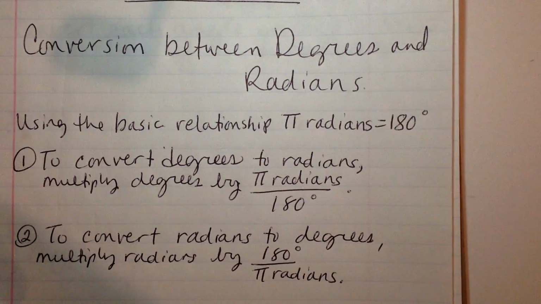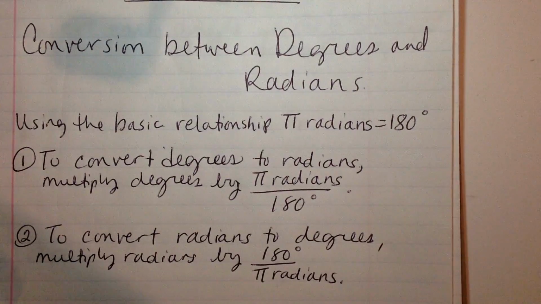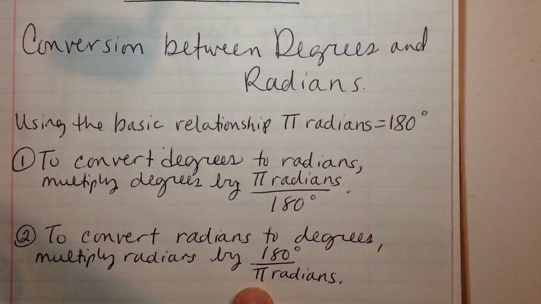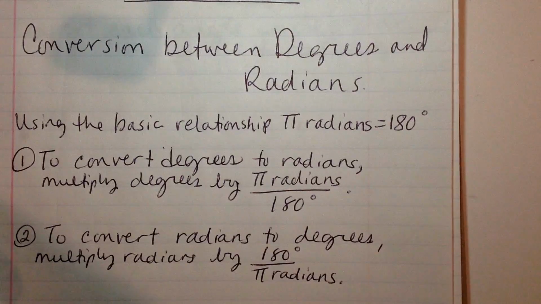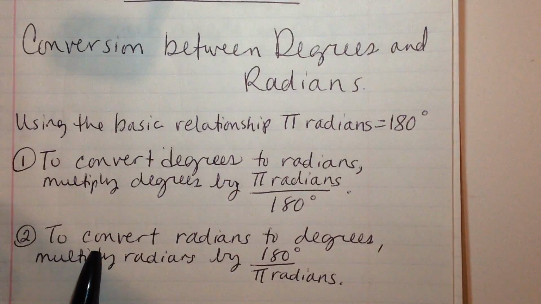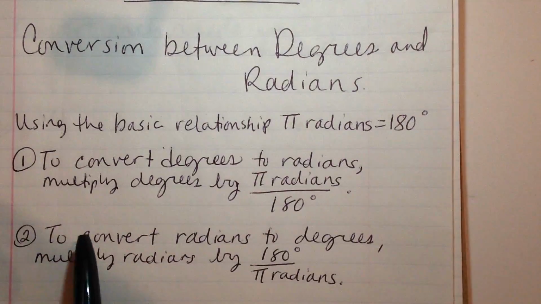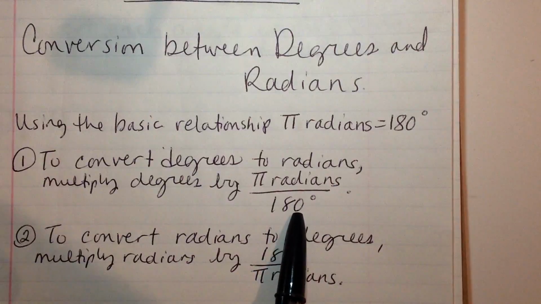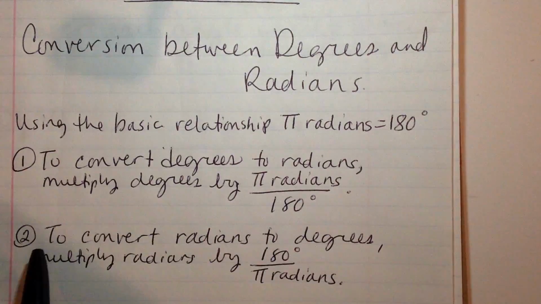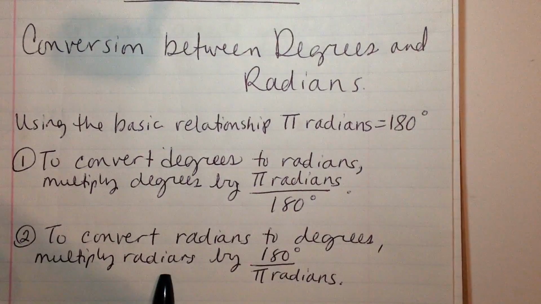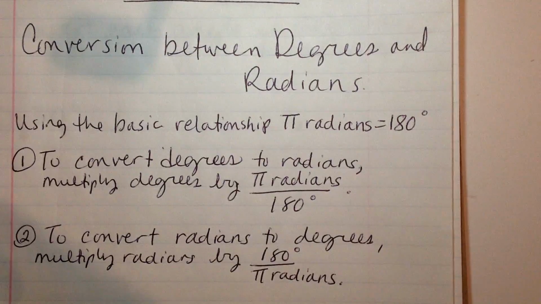Number 2, to convert radians to degrees, we will multiply radians by 180 degrees divided by pi radians. So these will be the two steps that we will take. The first one, to convert from degrees to radians, we will multiply degrees by pi radians divided by 180 degrees. And number 2, to convert radians to degrees, we will multiply radians by 180 degrees divided by pi radians.